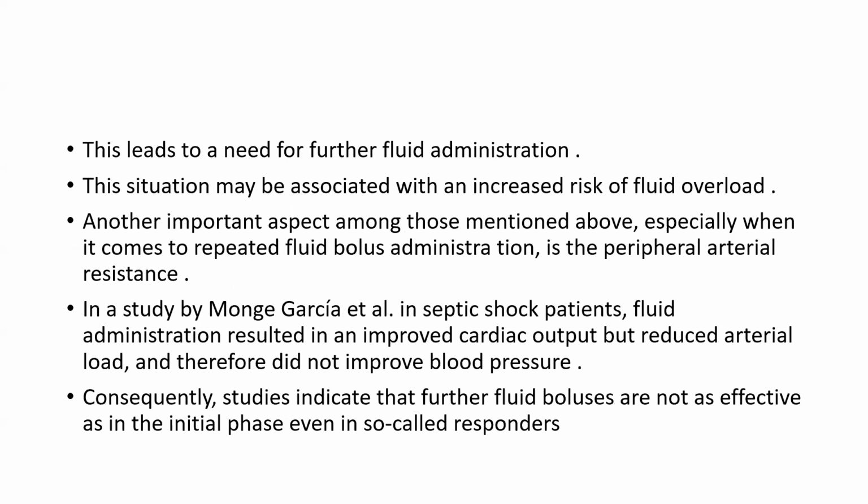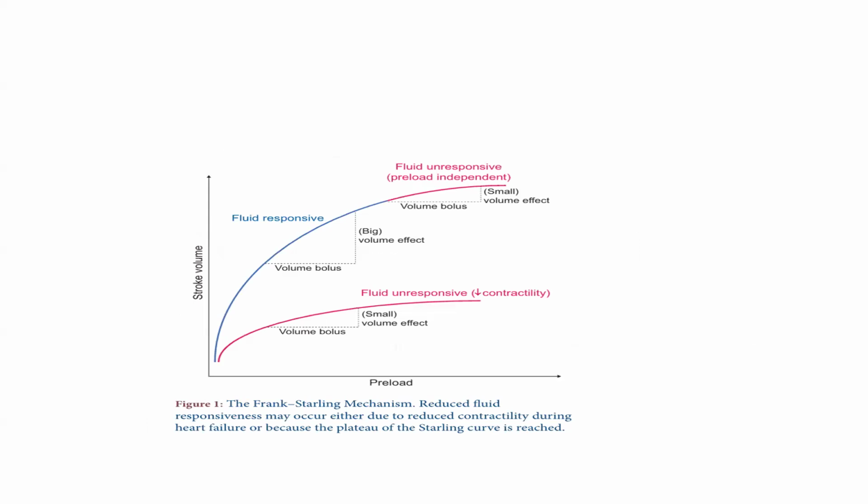Another important aspect among those mentioned above, especially when it comes to repeated fluid bolus administration, is peripheral arterial resistance. In a study by Monge Garcia et al. in septic shock patients, fluid administration resulted in improved cardiac output, but reduced arterial load, and therefore did not improve blood pressure. Consequently, studies indicate that further fluid boluses are not as effective as in the initial phase, even in so-called responders.